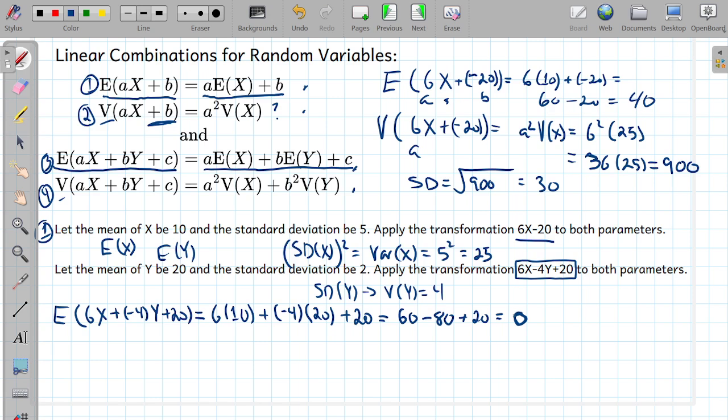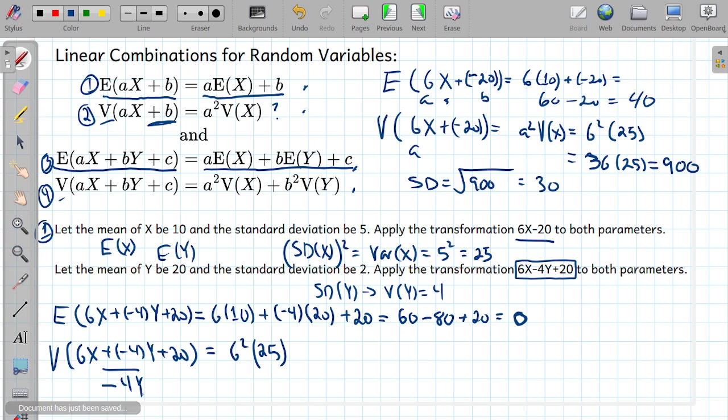Now, let's take a look at the variance. So now we're going to have V. Again, we're going to have 6X, negative 4Y, plus 20, just like before. But now we're going to have 6 squared, and the variance for X was 25. And here's where the gotcha comes. If I had written this simply as minus 4Y, and I wasn't paying attention to business, I would write minus 4 squared Y, and I would be wrong. We need to square away the negative on the negative 4.